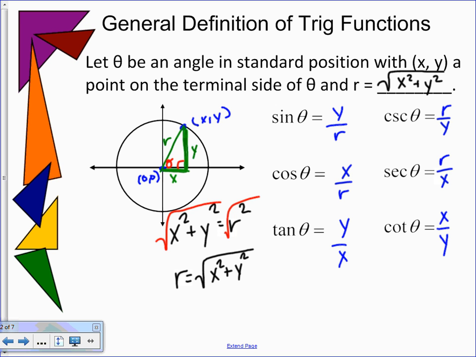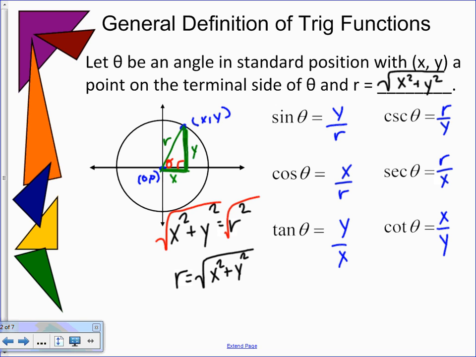Now, even if I put my x, y somewhere else in the coordinate plane, those things would all still be true. My opposite side will always be y, my adjacent side will always be x, and my hypotenuse will always be r. So those statements, y over r, x over r, y over x, those are true for sine, cosine, tangent in any of the quadrants. Okay. So let's put this to use in an example.